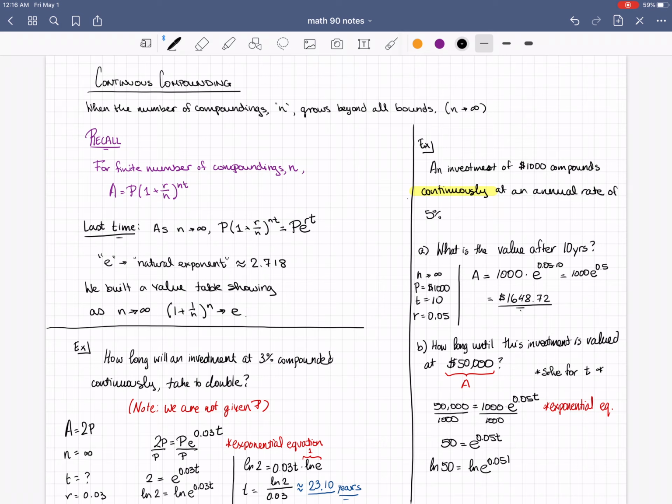And by properties of logarithms, the exponent can pop out to the front. So we end up with the natural log of 50 is equal to 0.05t times the natural log of e. But like we talked about in the previous example here, the natural log of e is just log base e of e, which is 1. So we don't even need to write it anymore. All we need to do to get t by itself is divide both sides by 0.05.